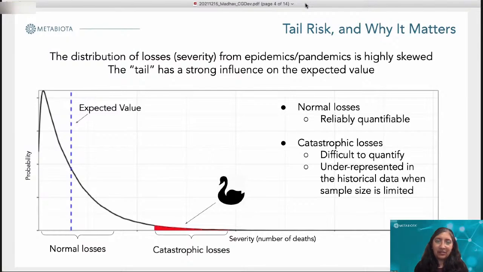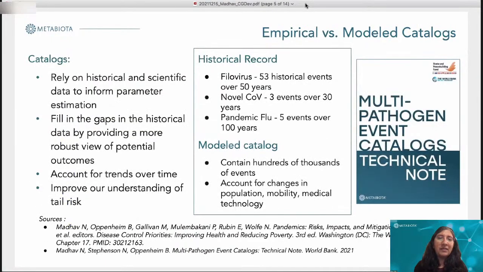Normal losses, things that are happening on a regular basis, everyday things, you may often think of as endemic diseases. These are reliably quantifiable. There is a lot of data every year, and the information is coming out about that. We can talk about underreporting and ascertainment issues, but compared to something like a pandemic, these are reliable. Catastrophic losses happen much less frequently, and they're difficult to quantify because they're underrepresented in historical data due to the limited sample size. When there's a rich historical record, we can often rely on the empirical data, but for something that happens with a handful of events over a long time frame, modeled catalogs are going to offer an improved view on the historical data.